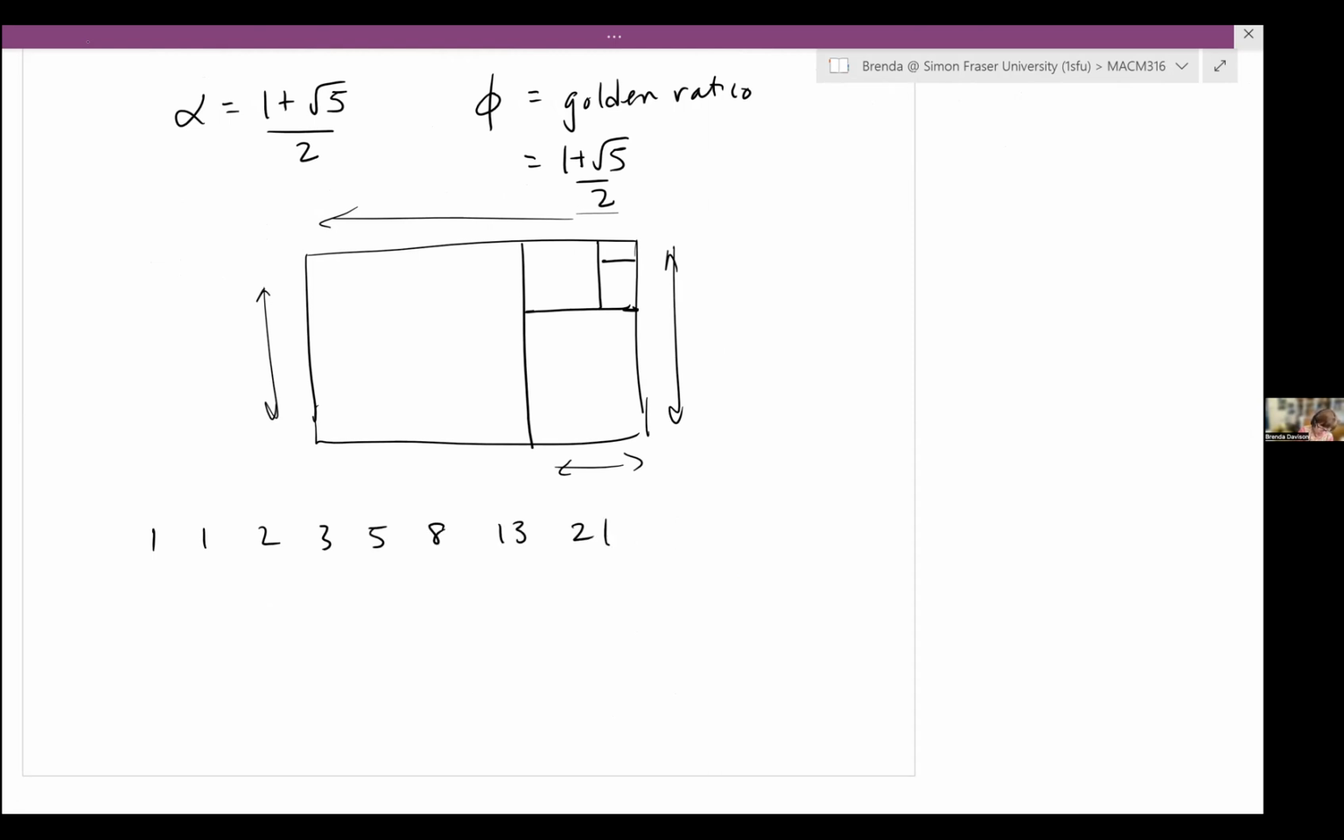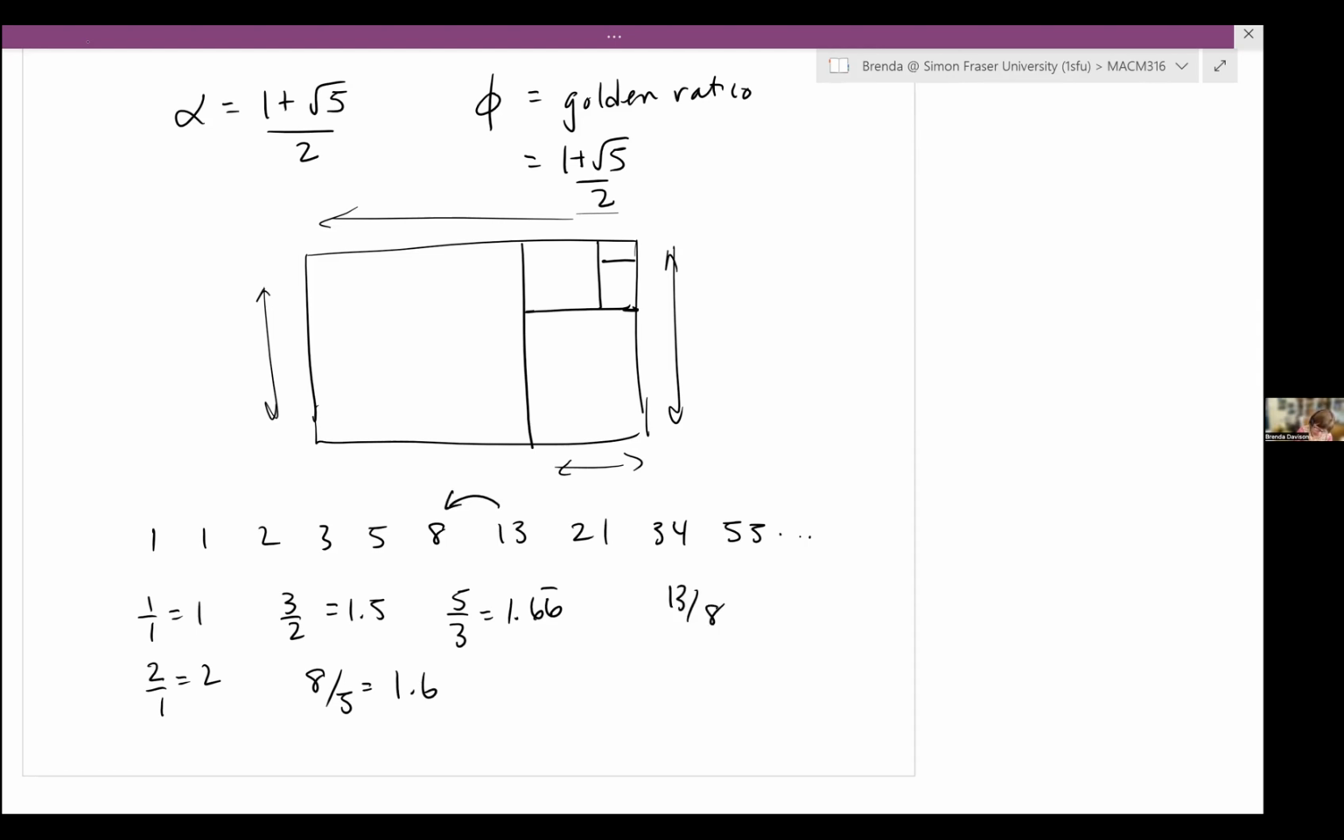There's the Fibonacci sequence like that. And if you look at the ratio of adjacent Fibonacci numbers, so for example, 1 over 1, that's 1. And then you look at the ratio of the next two Fibonacci numbers, that would be 2 over 1, which is 2. And then the ratio of the next two, 3 over 2, is 1.5. And then 5 over 3 is 1.66 repeating. 8 over 5 is 1.6, and then 13 over 8.